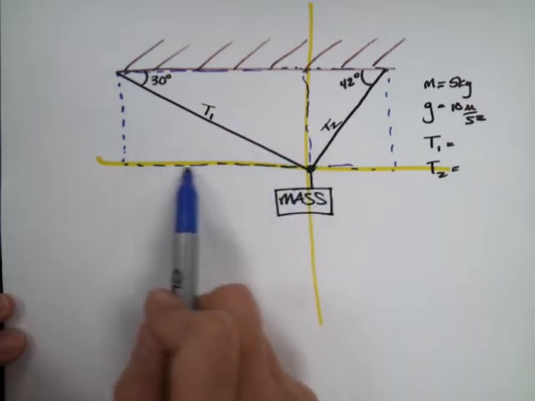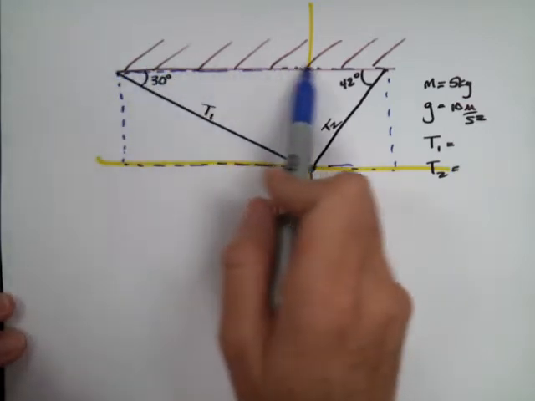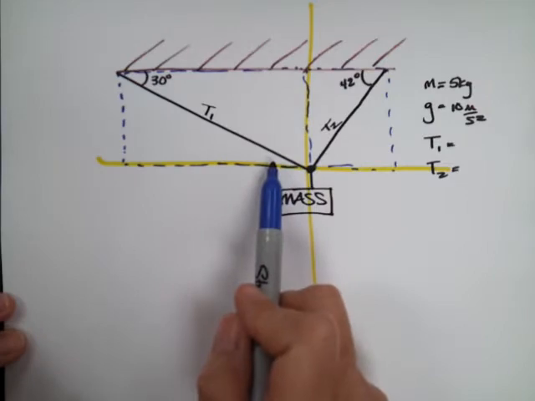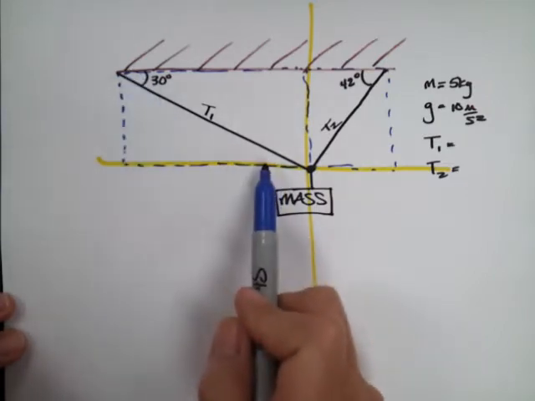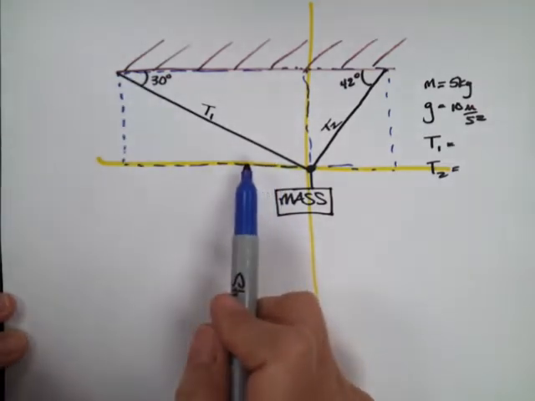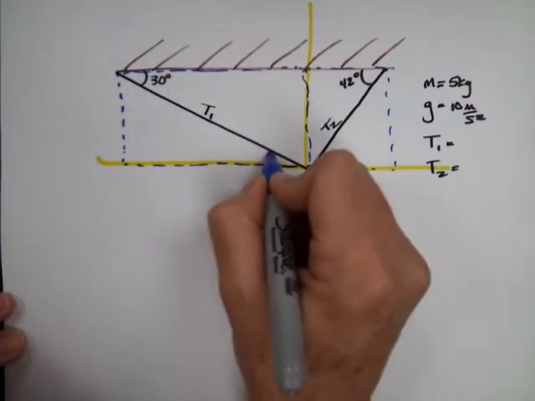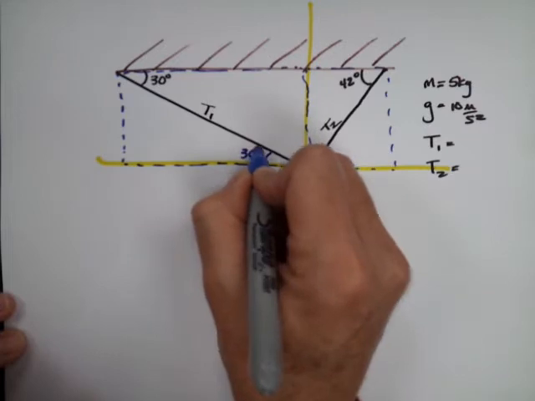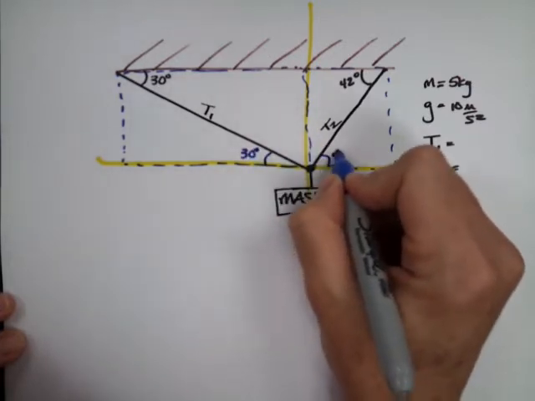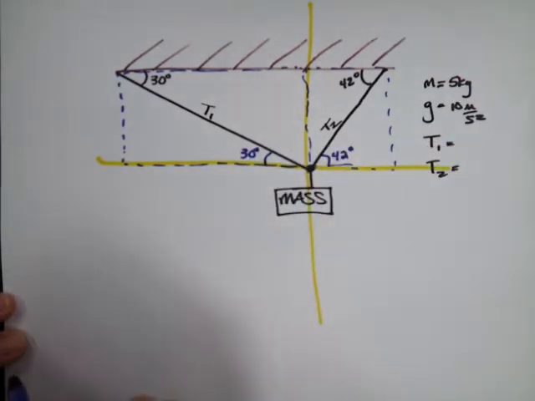Okay, like that. And I know that this is the angle here, that this is the angle there, because of the fact that these are two parallel lines. These are interior angles that are alternate to each other. So that's the alternate interior angle theorem. So this is a 30 degree. So I'm going to go ahead and put that here. And this is a 42 degree.